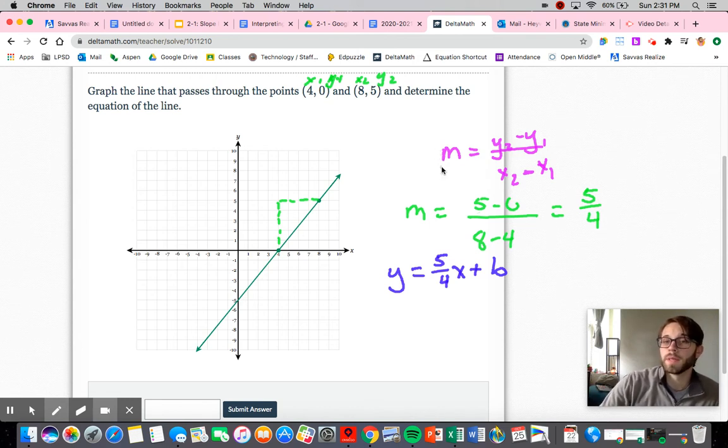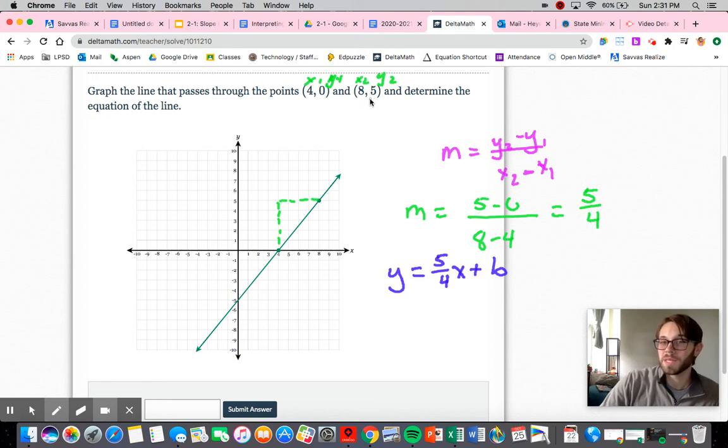Well, what I can do is, number one, I suppose I could graph it. Or number two, I can plug in one of the points I already have. Now, there's a couple options here. I can either plug in the 4, 0, or I could plug in the 8, 5. What's my recommendation going to be? To pick the easiest point, right? So clearly there's one with a 0. Zeros are great. Who doesn't love working with a 0? So I recommend the one with the 0.